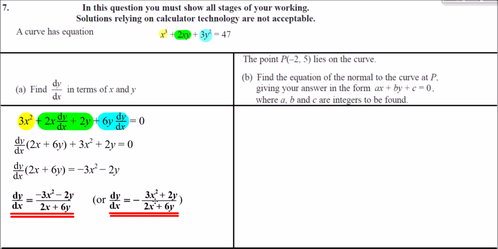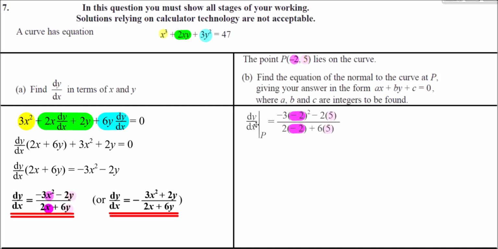We can find the gradient of a tangent because in part A, we've got the derivative. It's in terms of x and y, but here we know x and y at P, so we can work out the gradient of a tangent at P by subbing in x is minus 2 and y is 5. So if we do this and substitute in these points into either one of these expressions, I'm going to go for this first one here, by the way, this is just my preference. We can work out the value of dy by dx by subbing in these values.